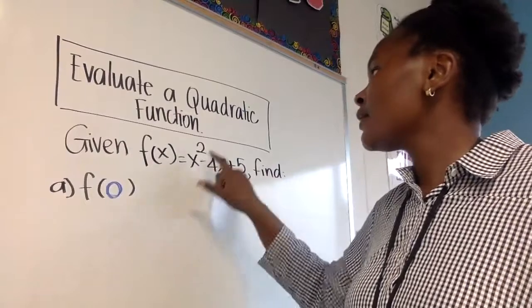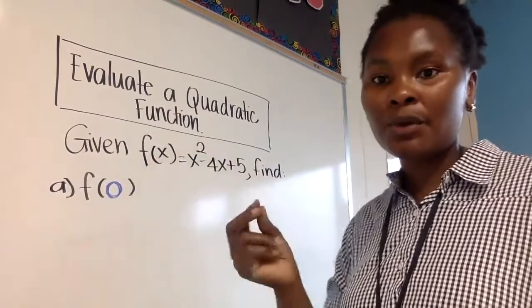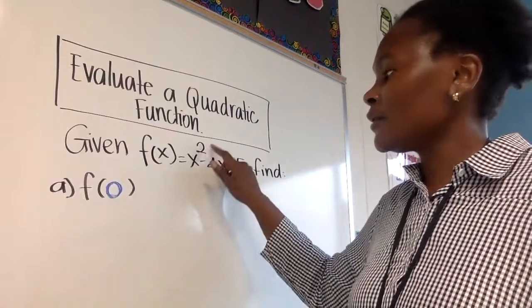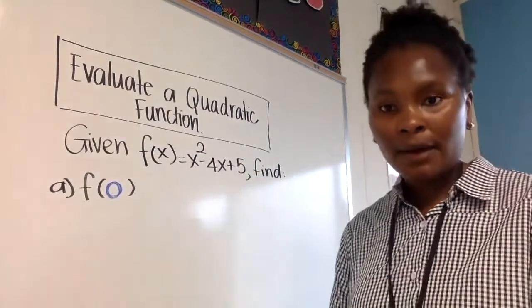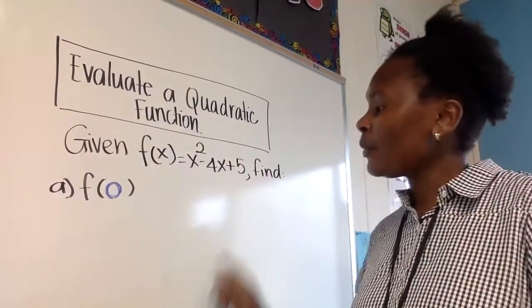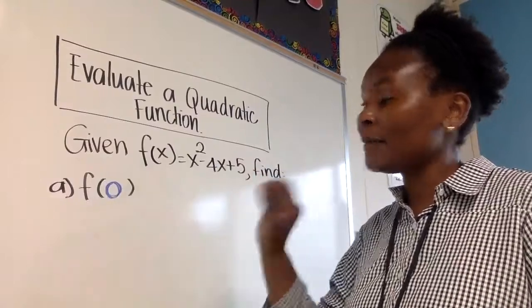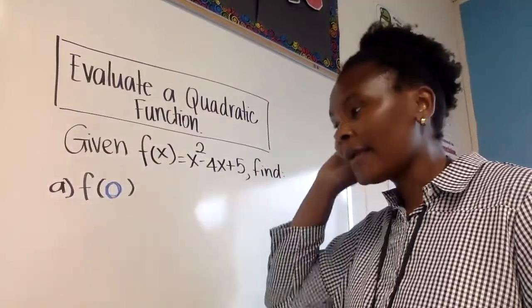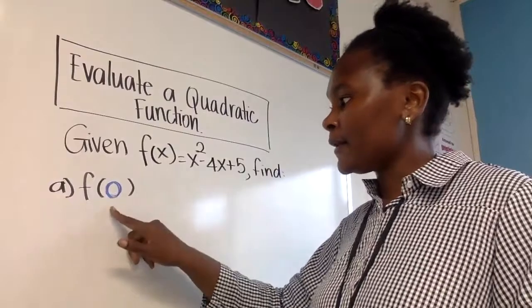And why? Because the highest exponent, which we call the degree, here the degree is 2. And when the degree is 2, the name of that function is quadratic. So this is a quadratic function. So how do we evaluate f of 0?